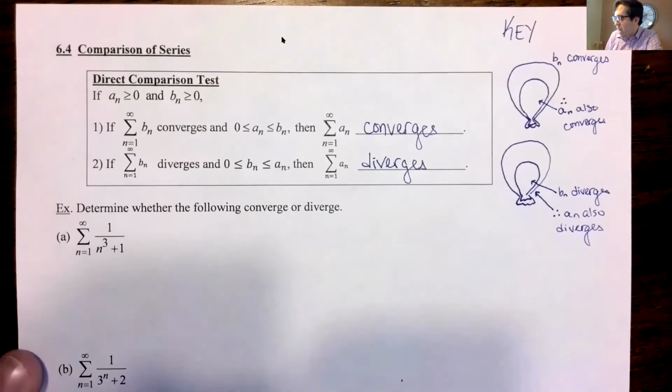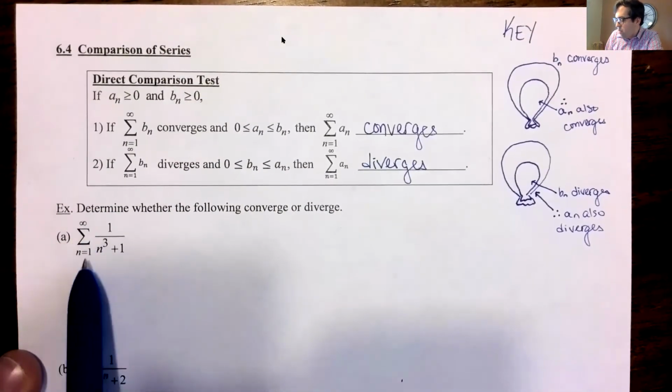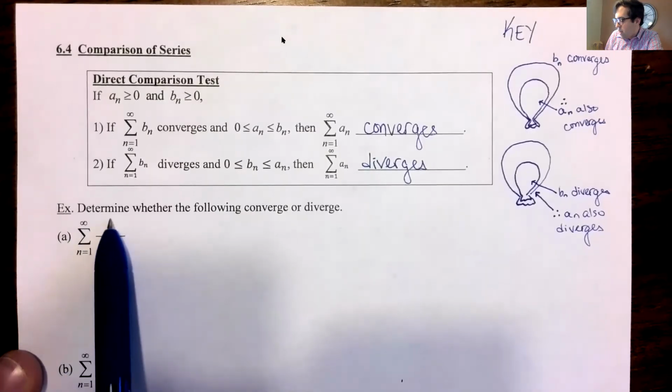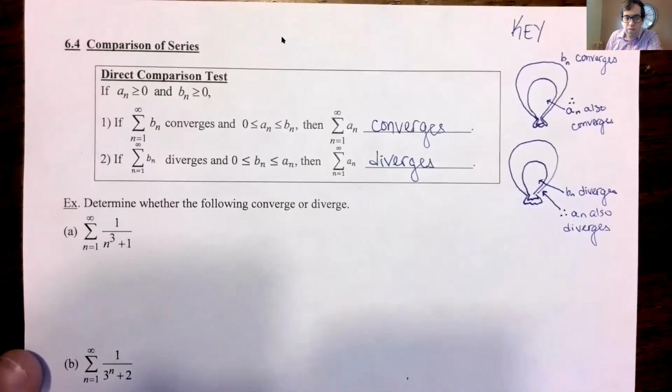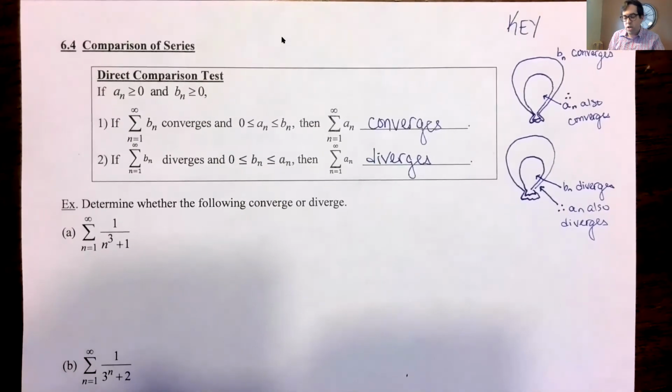So we have the sum from 1 to infinity of 1 over n cubed plus 1. This does not match up with any of our convergence tests so far. It doesn't match up with p-series, doesn't match up with a geometric series, or the nth term test for divergence. So far we would not be able to say whether this series converges or diverges. You could check each of those, but it wouldn't work. So instead, we're going to try this direct comparison test.